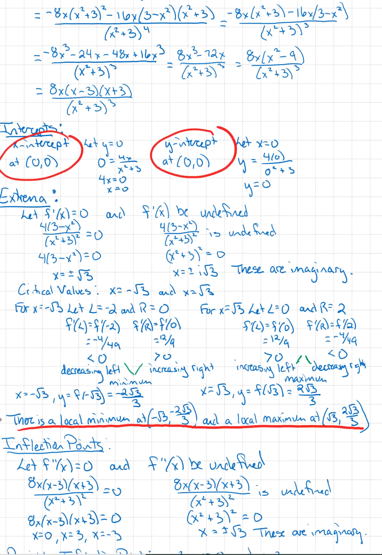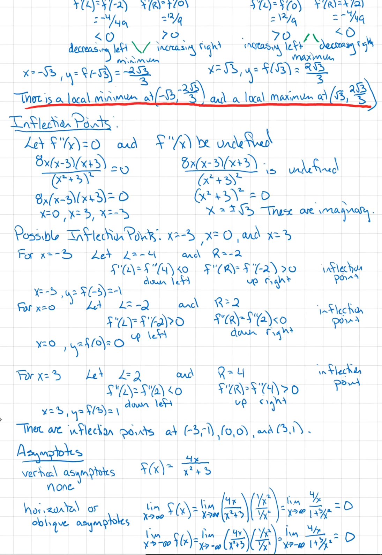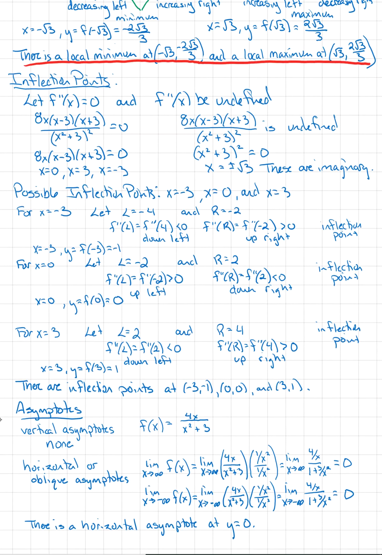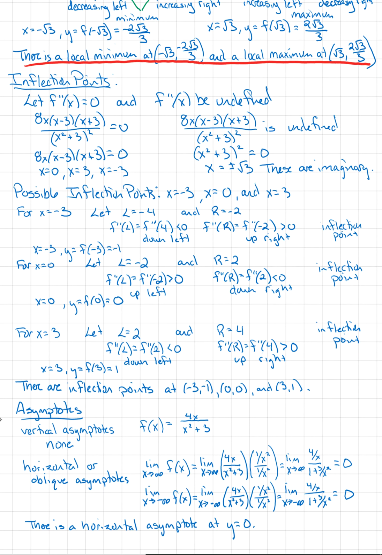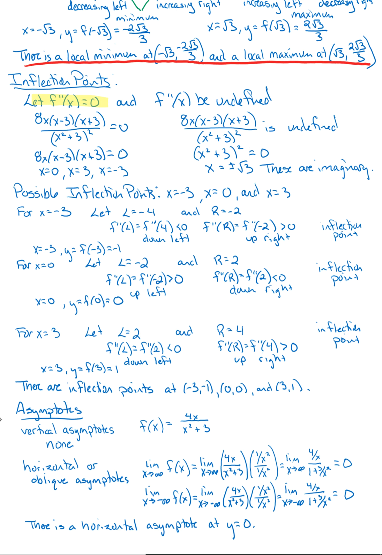All right, moving on. Now let's take a look at our inflection points. For the inflection points, we're going to use the second derivative. Again, we'll take the second derivative and set it equal to 0, and also see when it is undefined. Now our second derivative looks something like this. Remember, this is a rational expression. Rational expressions are equal to 0 only when their numerators are equal to 0, and we can easily solve that, set each factor to 0, and we get x is equal to 0, x is equal to 3, and x is equal to negative 3.